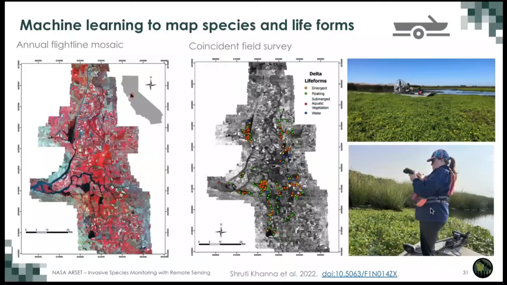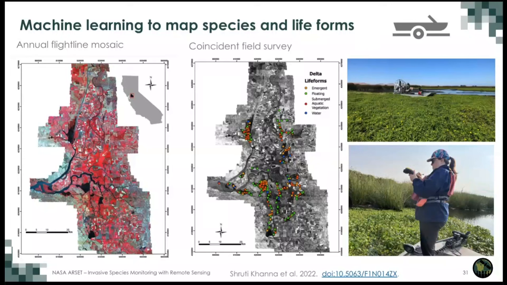So how do we map these aquatic invasive species? This work has been pioneered for a very long time by a large number of researchers, but the current operational method for doing this is using machine learning to map both species and life forms in the imagery. On the left, we're seeing an example of an annual flight line mosaic shown in color infrared. And you can see this is a mosaic of about 64 flight lines that come together to image that entire Sacramento San Joaquin River Delta.